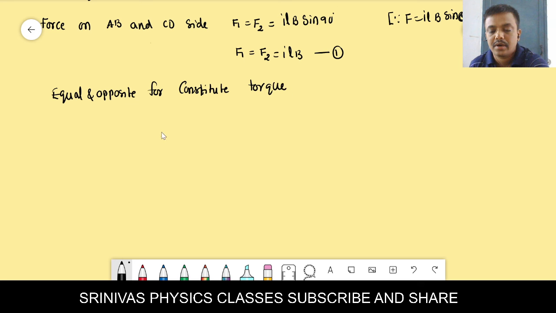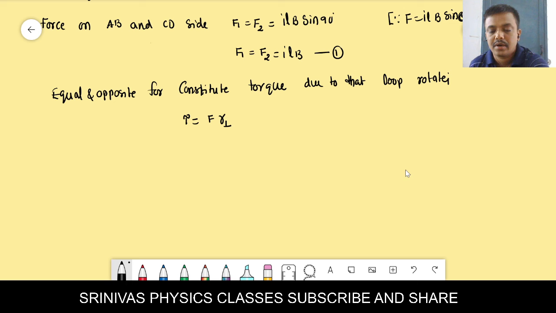Then what is the formula for the torque? The coil rotates. Due to that, the loop rotates. Is it correct? Right. Then what is the rotating force? Rotating force is called the torque. The torque formula is the force into the perpendicular distance between the forces.